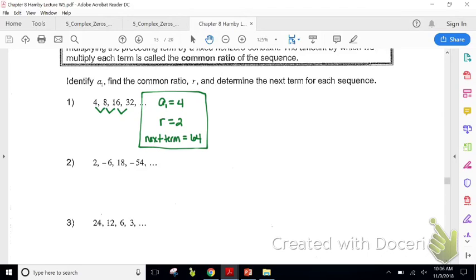Now remember we said with the arithmetic we were able to find that common difference by taking the second term minus the first term? Well, we can find our common ratio here by taking our second term and dividing it by our first term. So if we take 8 and divide it by 4, we get 2. And so that's another way to find it.